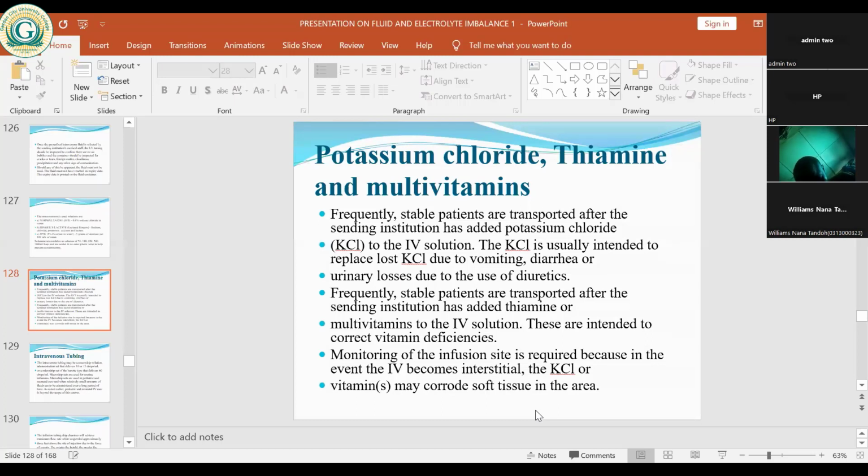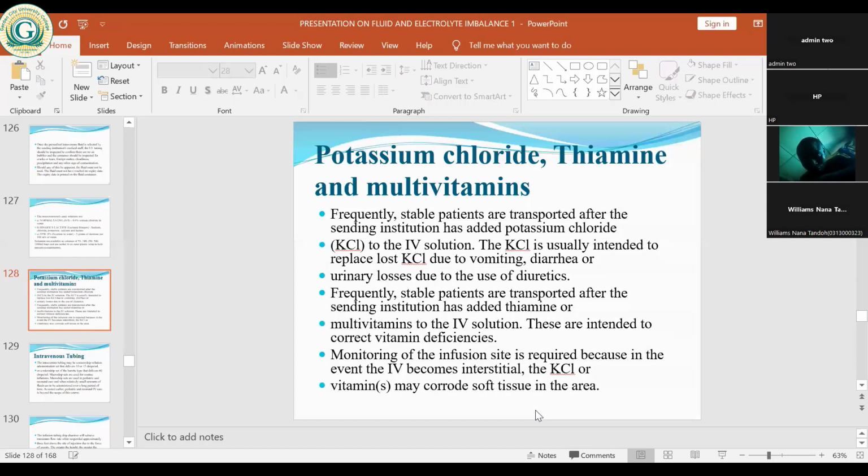Frequently, stable patients are transported after the same institution has added thiamine. Sometimes, depending upon what the patient needs, you put the infusion and you add thiamine, which contains the B complexes, and the multivitamin to provide the micronutrients such as the plasma proteins to the infusion. These are intended to correct vitamin deficiencies.